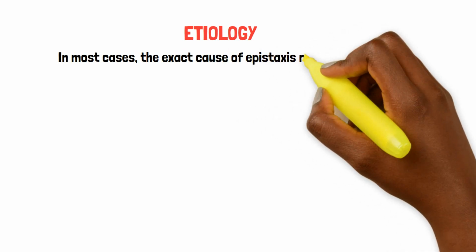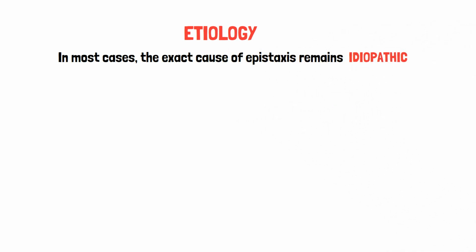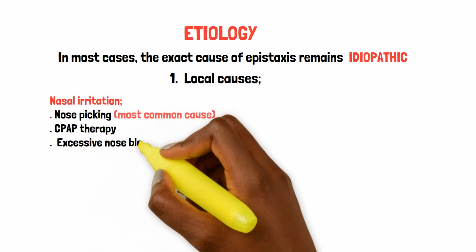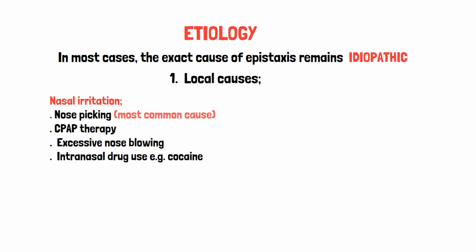Etiology of epistaxis. In most cases, the exact cause of epistaxis remains idiopathic, but there are systemic and local causes. Local causes such as nasal irritation, which can be nose picking, CPAP therapy, excessive nose blowing, and intranasal drug use such as cocaine. Nose picking being the most common cause of nasal irritation.